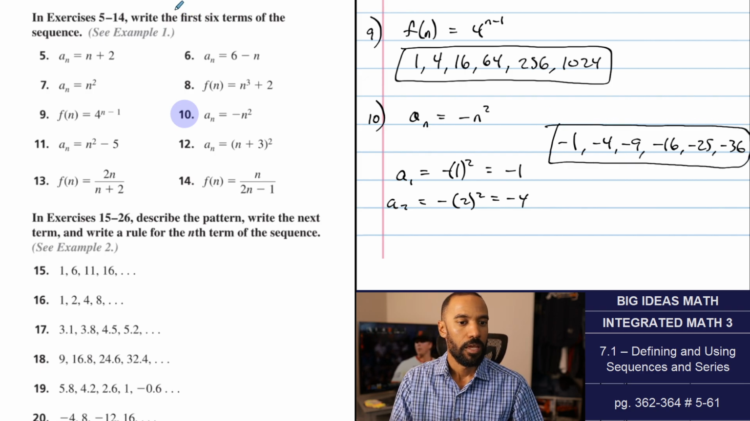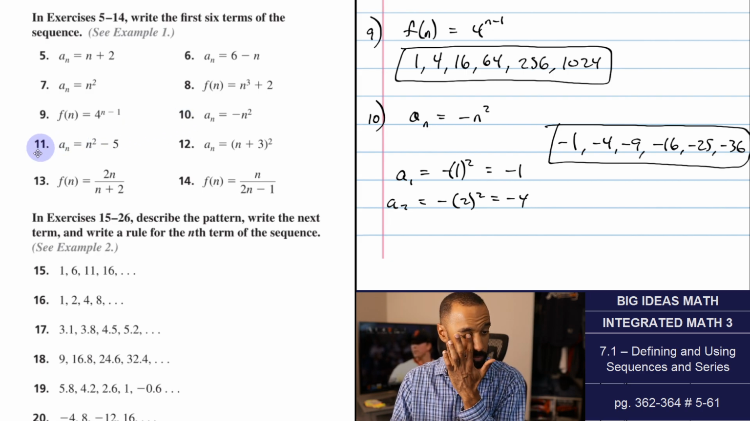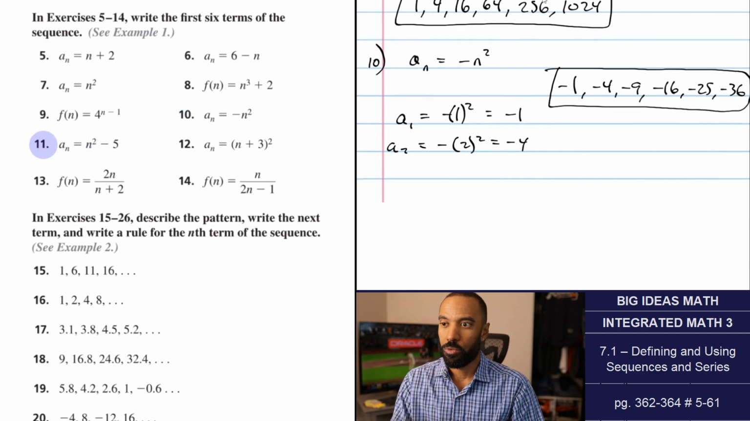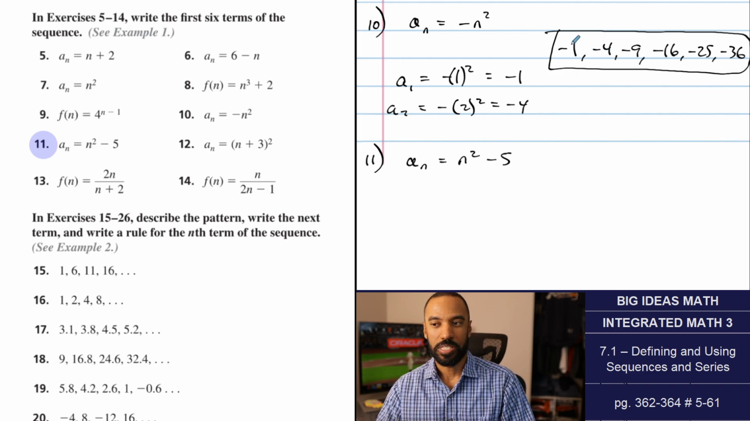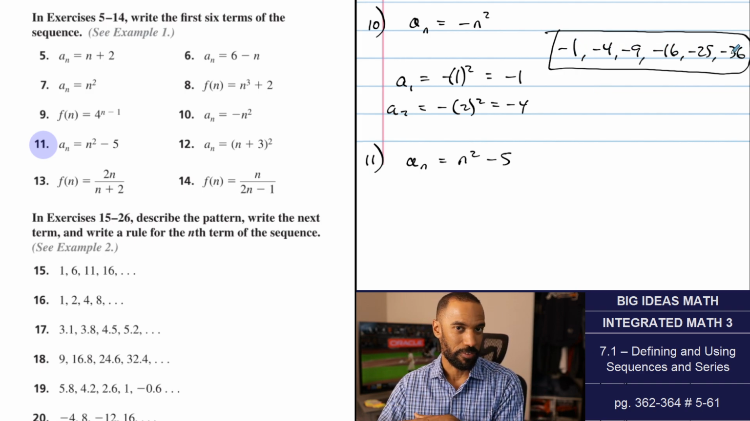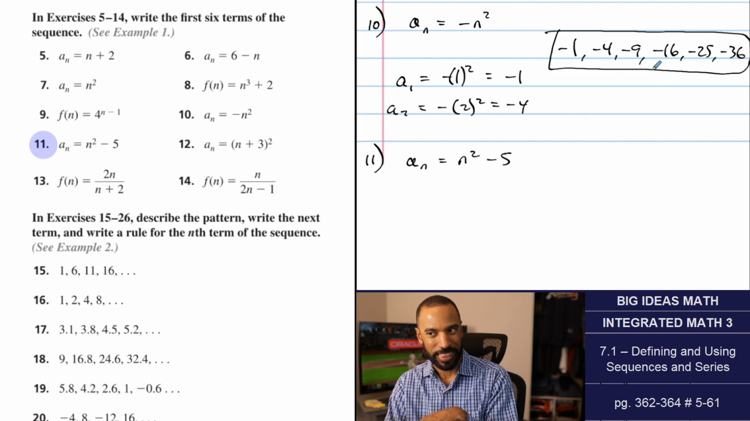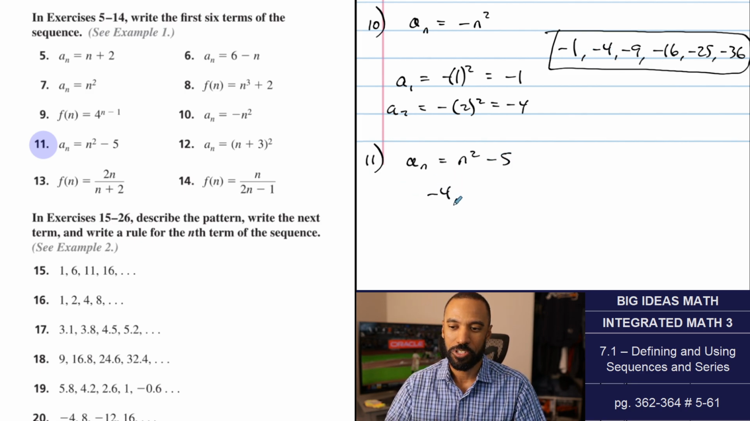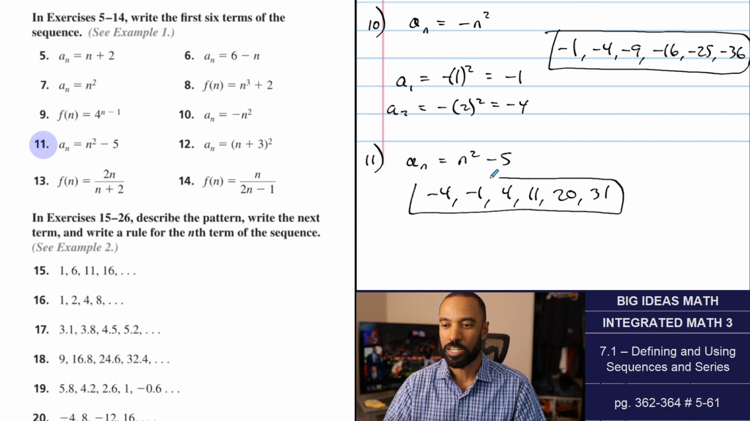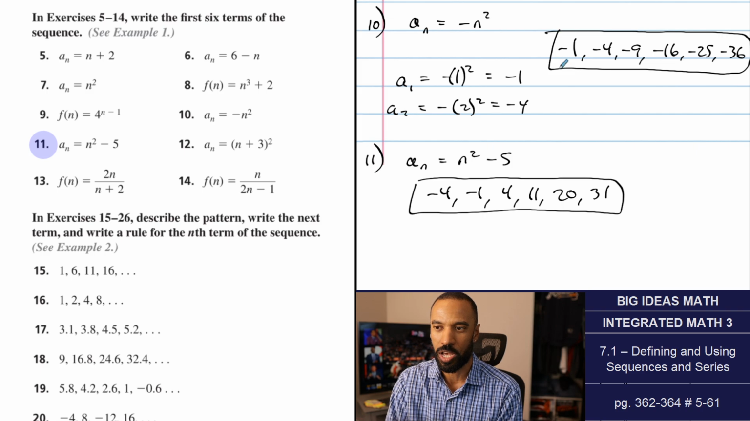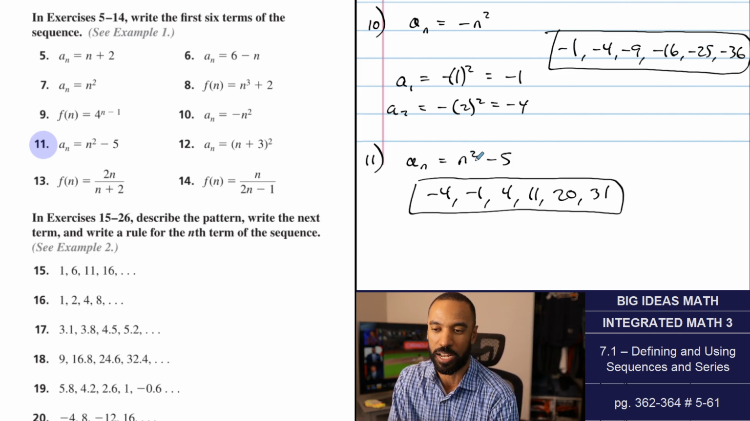All right. Number 11. I'm going to write it right here. N squared minus 5. Now, we take 1, 4, 9, 16, 25, 36, and subtract 5 from them. So if you look at that list, you might know. 1 minus 5 is -4. 4 minus 5 is -1. 9 minus 5 is 4. 16 minus 5. 25 minus 5. And 36 minus 5. That's just going based off the pattern of the previous ones that we saw. It's not the negative versions of those, right? We're just subtracting 5 from the positive ones.